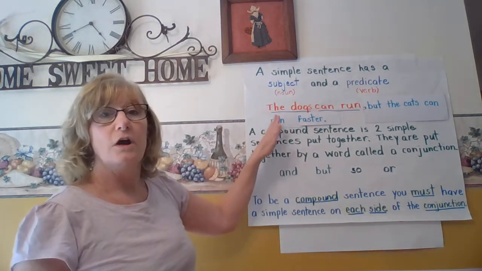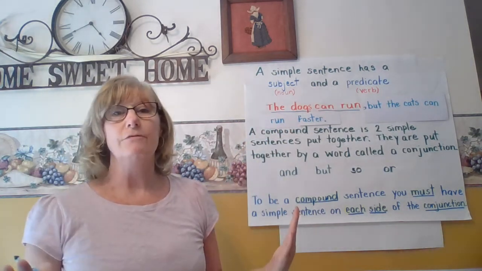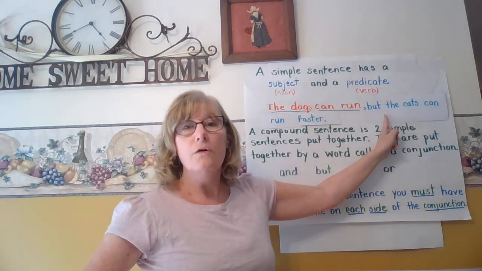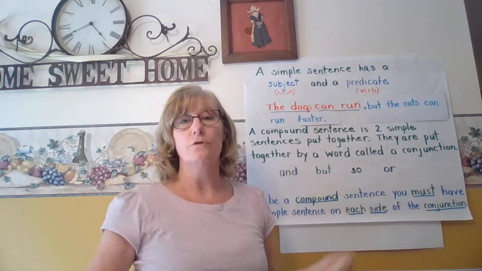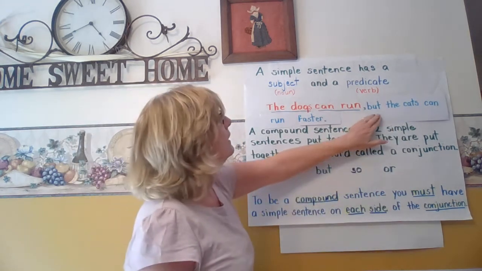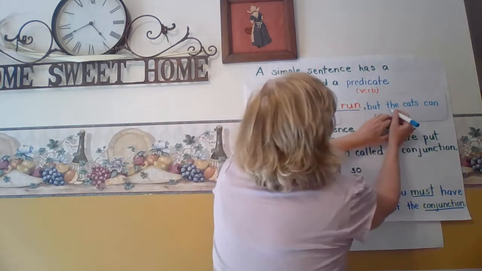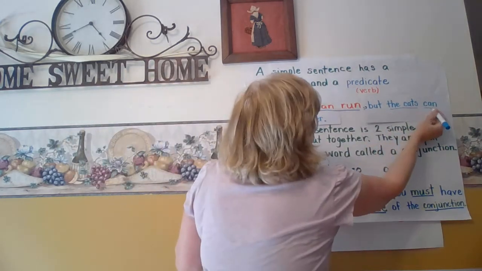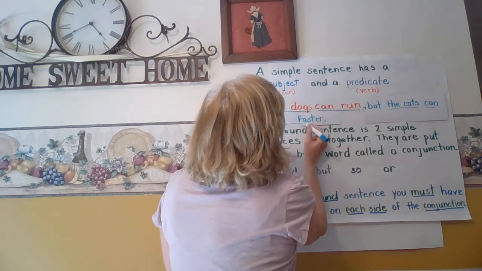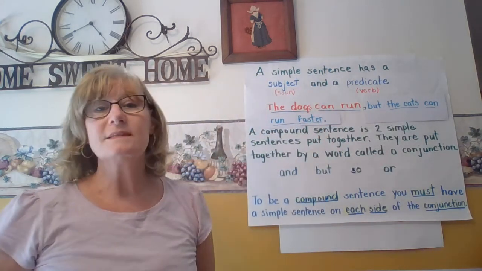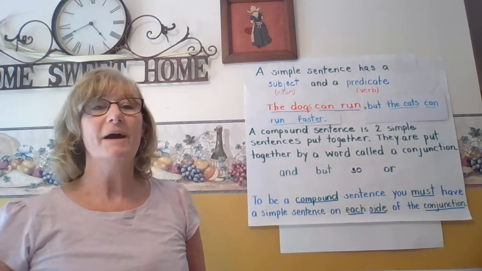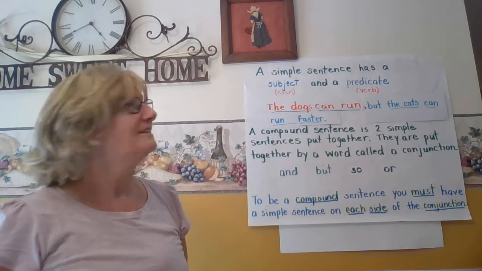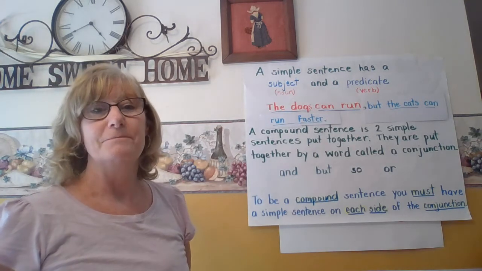We already know that the dogs can run could be a sentence all by itself. We have to make sure that the next part of our sentence also has a subject and a predicate in order for it to be compound. The cats is our new subject. Can run faster is our new predicate. Therefore, we've created a new sentence, a longer sentence that's called a compound sentence. The dogs can run, but the cats can run faster.